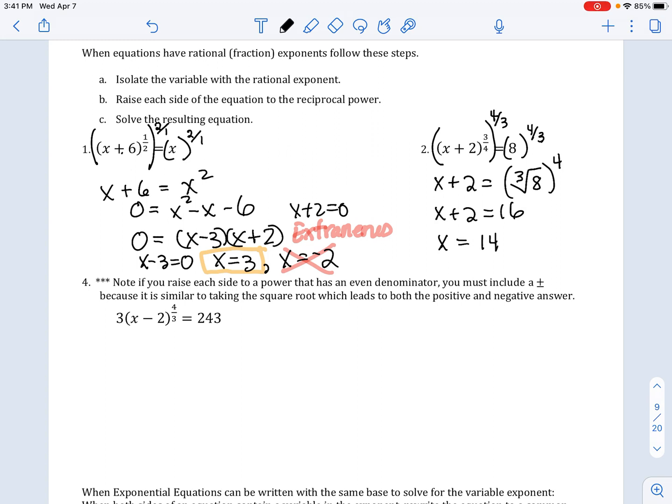Let's check it. 14 plus 2 is 16. So 16 raised to the 3/4 power equals 8. Well, let's figure it out. The 4th root of 16, because the denominator is the index, raised to the 3rd power. The 4th root of 16 is 2. 2 cubed is 8. So it checks. And so we do have our solution, x equals 14.